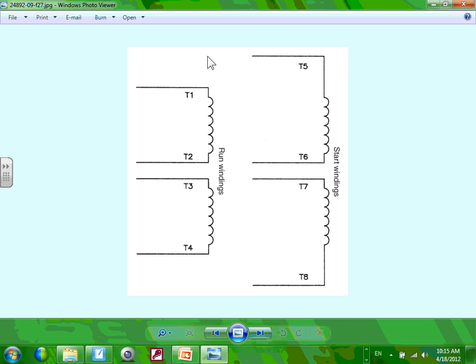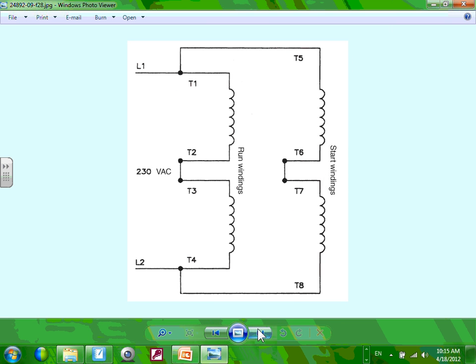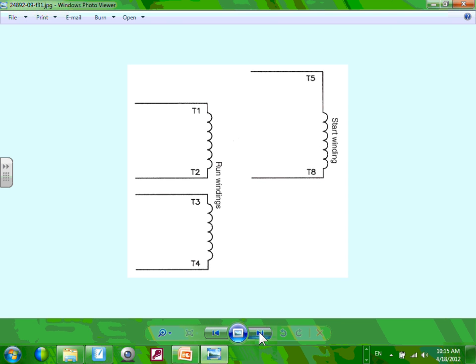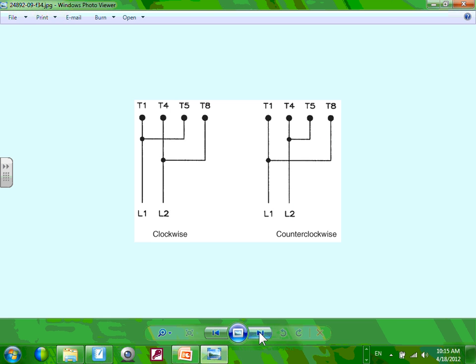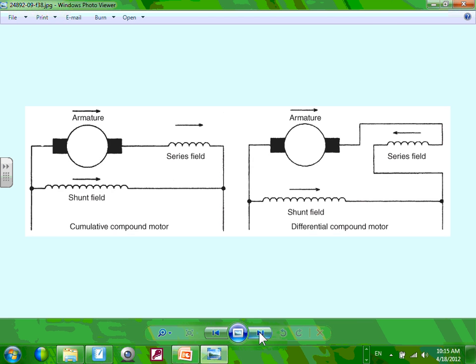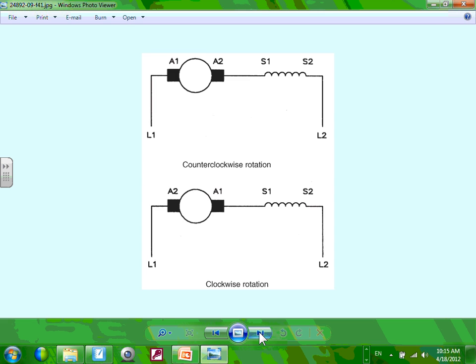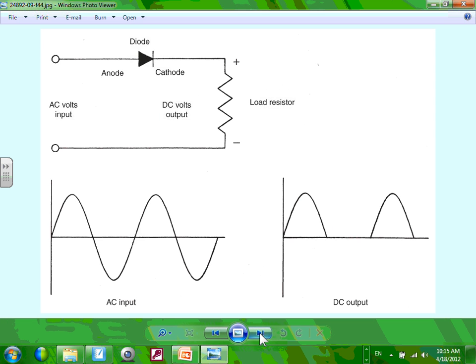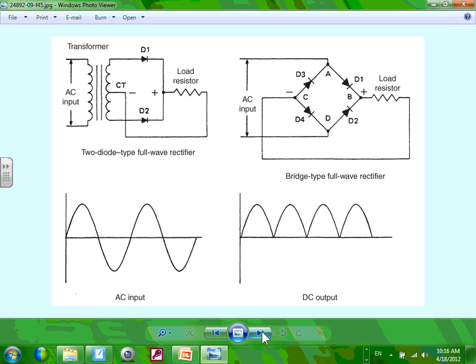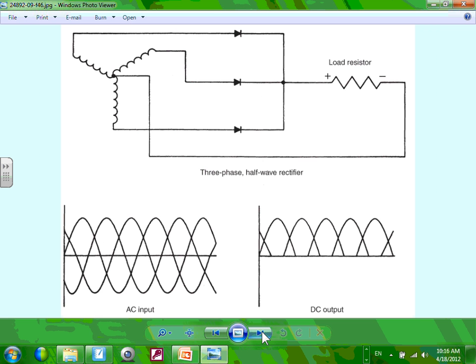Here's a single phase motor. We talked about this one, guys, how you connect them. T1, 2, 3, 4, 5, 6. Different windings, different configurations. I'm going to go all the way to a couple of frequencies here. Here's the single diode rectification, or single rectification, dual rectification.